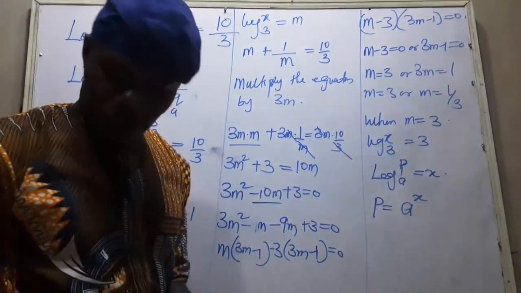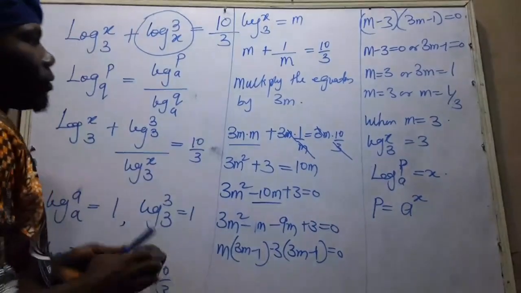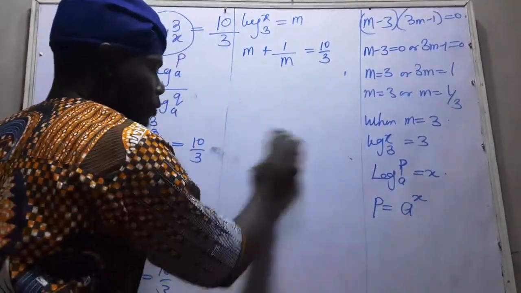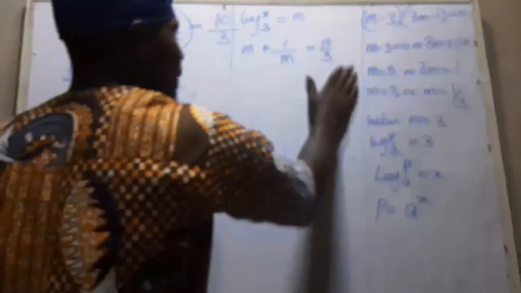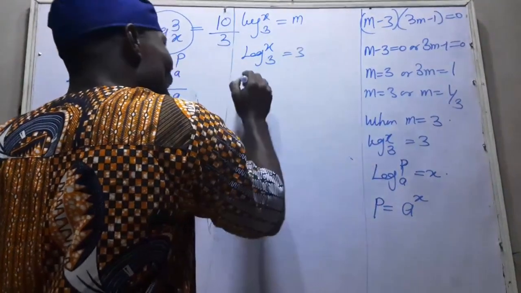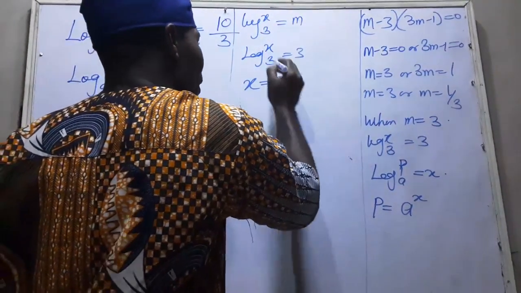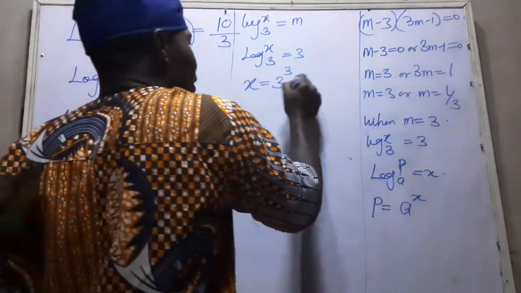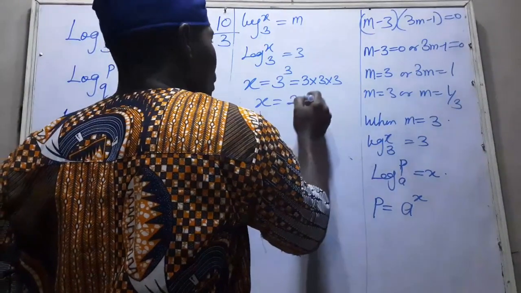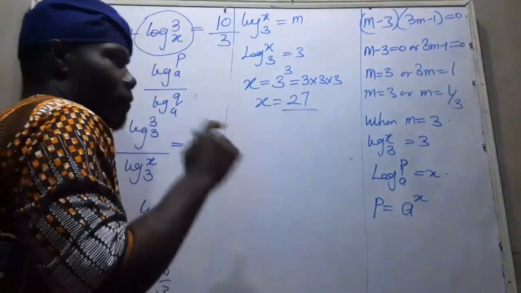So now, in applying this rule to this, it means that log x base 3 is equal to 3, meaning that our x will be 3 raised to power 3, and 3 raised to power 3 is equal to 3 times 3 times 3, whereby x is equal to 27. This is one value of x.